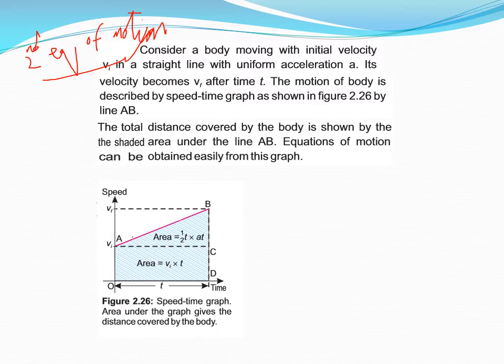So let's start. Consider a body moving with initial velocity Vi in a straight line with uniform acceleration a. Its velocity becomes Vf after time t. The motion of the body is described by the speed time graph as shown in figure 2.26 by line AB. You see that this is the same graph we talked about in the previous discussion. What's the difference between the previous discussion and today's discussion? We would be focusing on the distance covered by the body, and it is shown by the shaded area under the line AB.